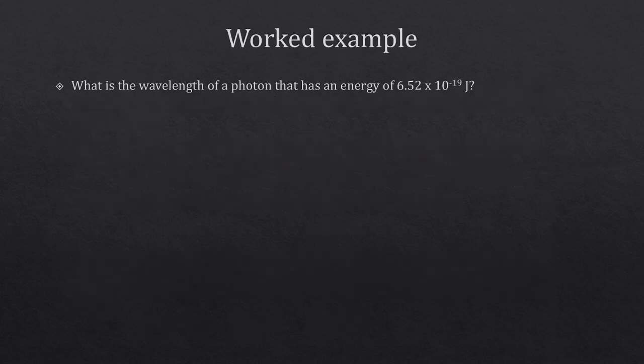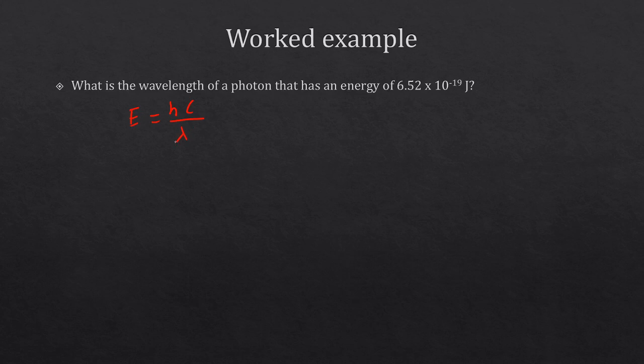So now let's go back and take some of that information and work an example. So here, what is the wavelength of a photon that has an energy of 6.52 times 10 to the negative 19th joules? So for here, I'm going to use my equation E equals hc over wavelength. I'm then going to solve for wavelength at the beginning, and I'm going to do that by multiplying both sides by wavelength and dividing by energy.